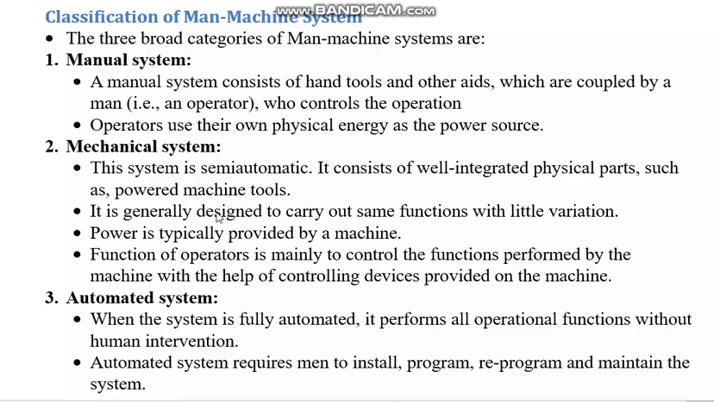So here motors are there, engines are there, conveyors are there, or some such kind of things are there. It is generally designed to carry out some functions with little variation. Power is typically provided by a machine. In the first case, man only is exerting the energy. Here, though, the energy is supplied by the machine.